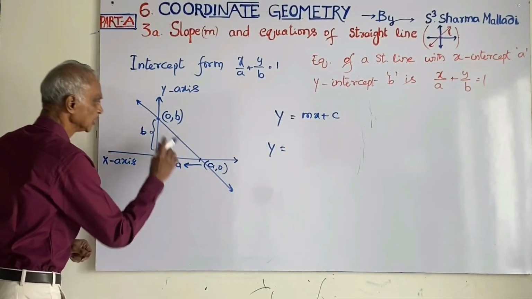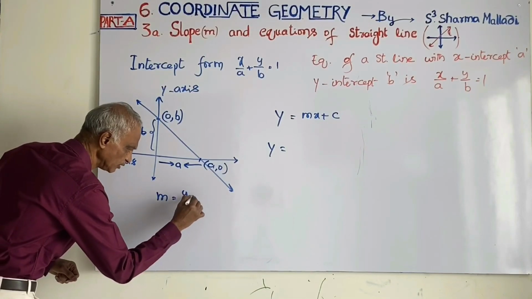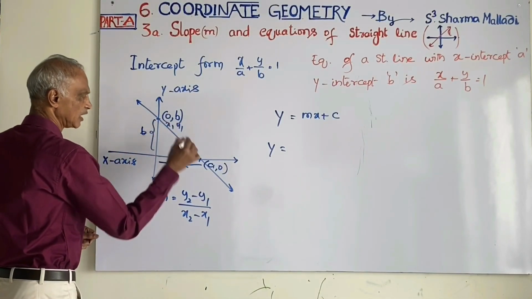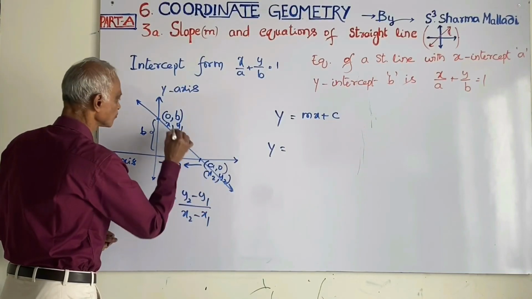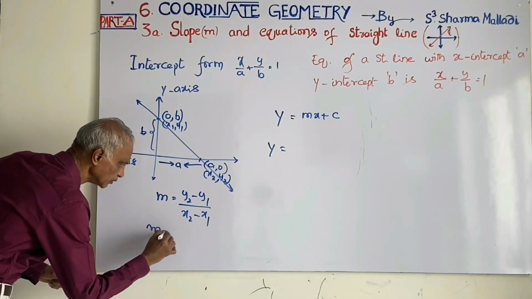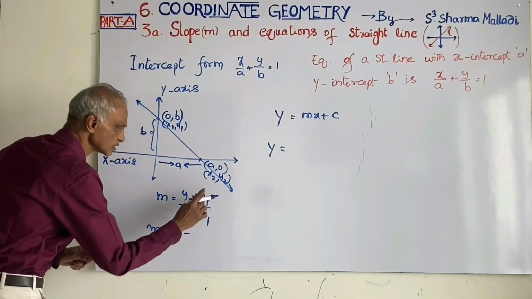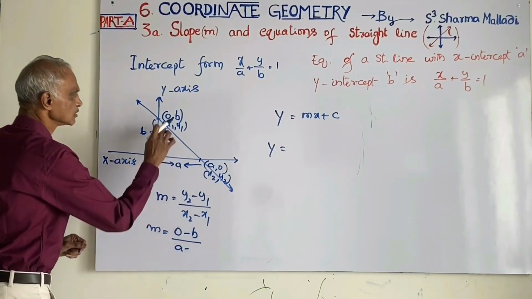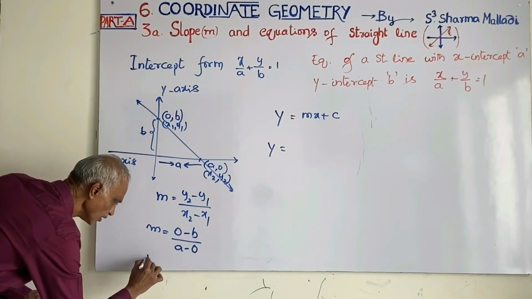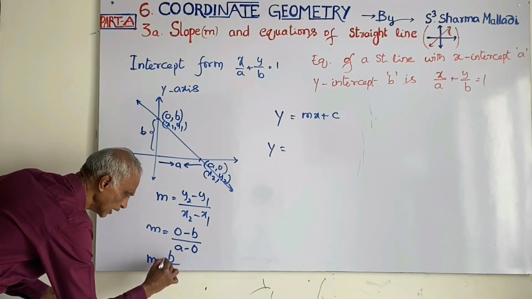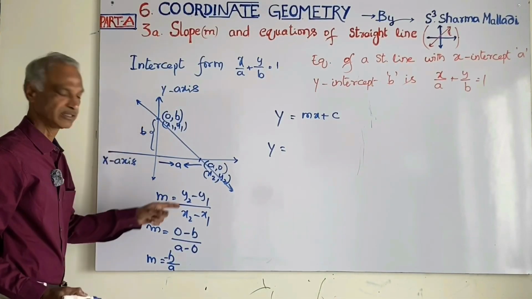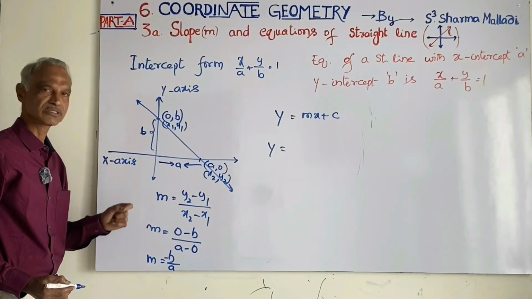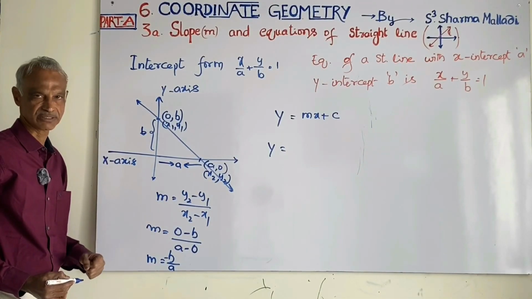What is the formula I have? If two points are given, the formula is y2 minus y1 by x2 minus x1. Take this as x1, y1 and this as x2, y2. See, slope m is equal to y2, that is 0, minus y1, which is b, by x2, that is a, minus x1, which is 0. So m is equal to minus b by a. What is the slope of this line? Minus b by a.